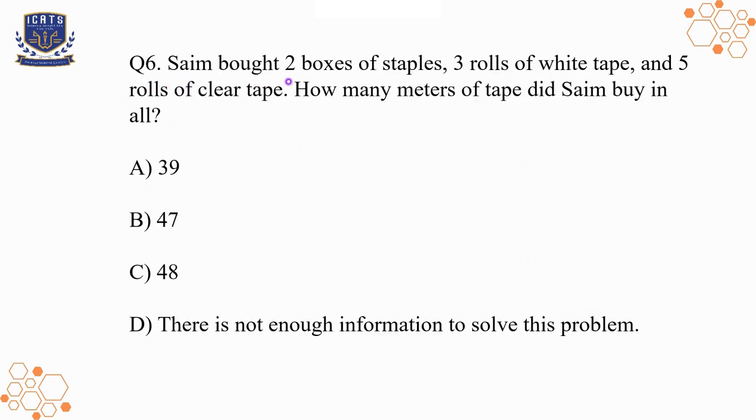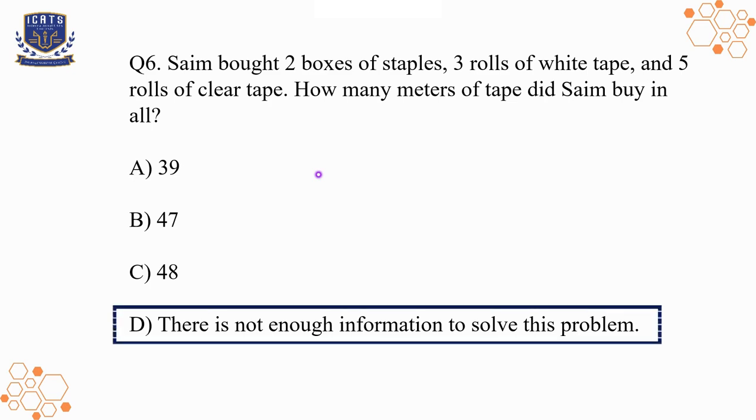Question number 6, Sam bought 2 boxes of staples, 3 rolls of white tape and 5 rolls of clear tape. How many meters of tape did Sam buy in all? Option A is 39, option B is 47, option C is 48 and option D is there is not enough information to solve this problem. As we read the question carefully, we cannot find any information about the length of the tape. So we can select option D here. There is not enough information to solve this problem.